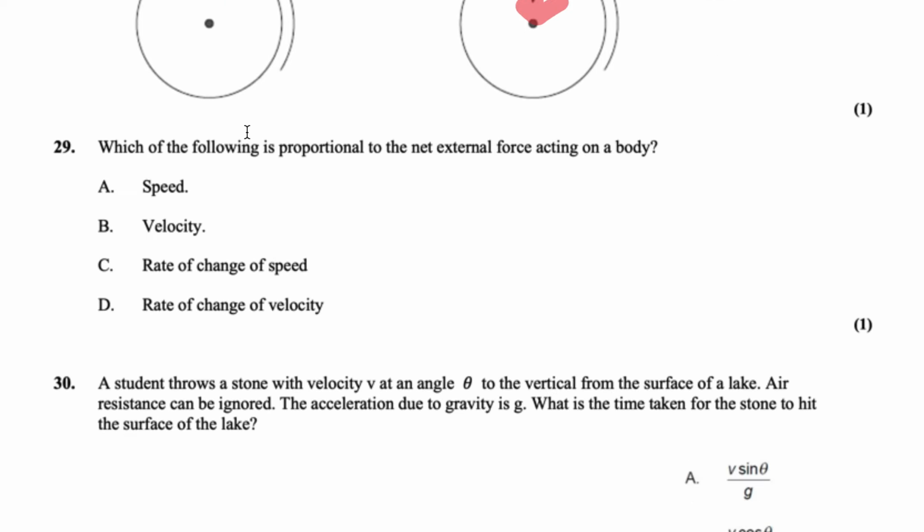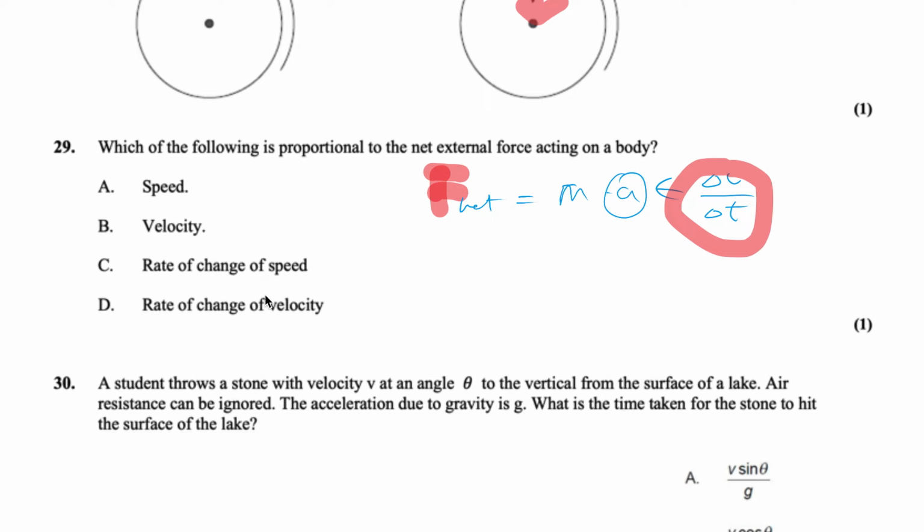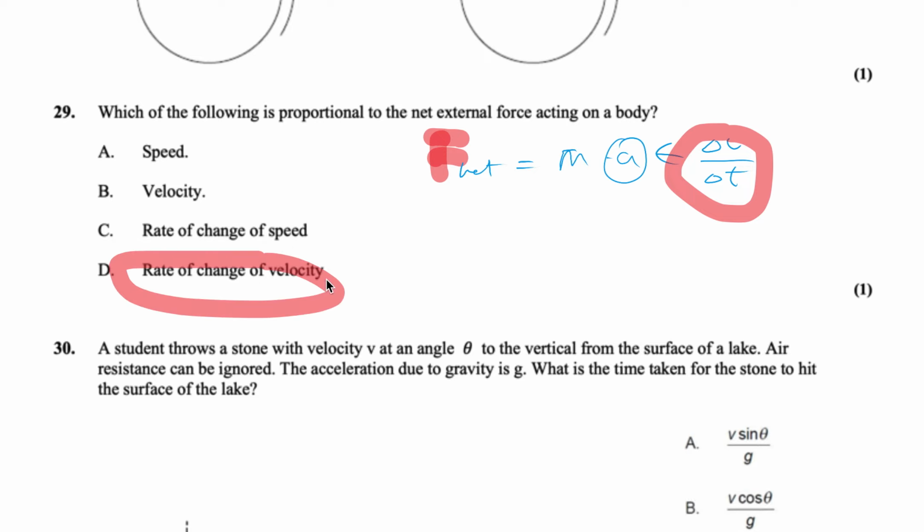And then question 29, which of the following is proportional to the net external force acting on a body? So we know F net equals mass multiplied by acceleration. Acceleration is a change in velocity divided by change in time, right? So change in velocity divided by change in time is the rate of change of velocity, not speed, because that's a scalar.